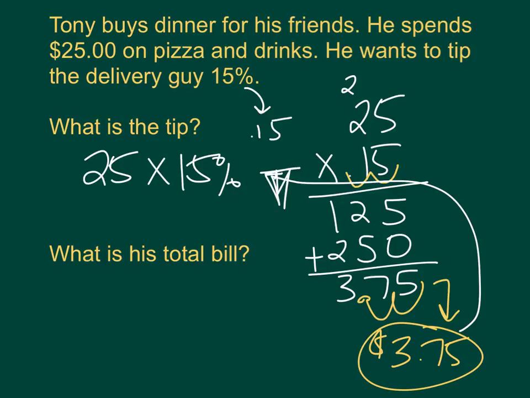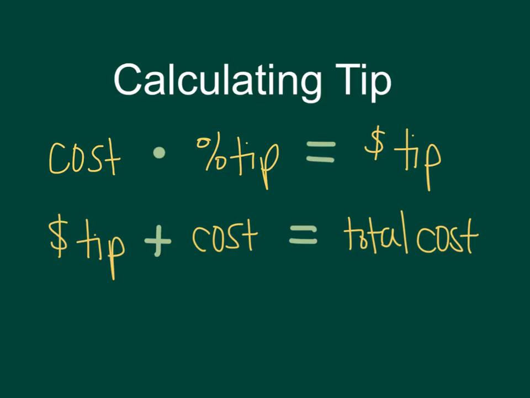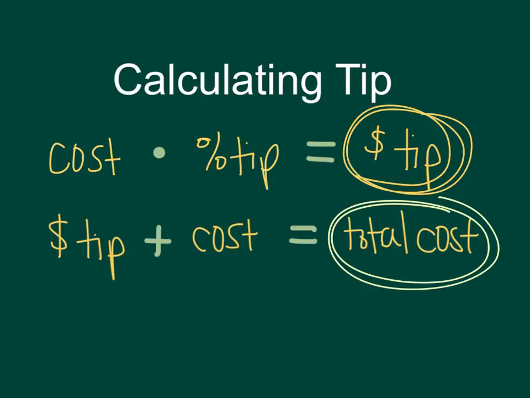Now we have to look at our second question. Our second question says, what is his total bill? So now we're going to take that $25 and add $3.75 to get our total bill of $28.75. So Tony's total bill for pizza and drinks and tip would be $28.75. So just as a reminder for calculating tip, you're using two different equations. The first one is to find the actual dollar amount of the tip, and the second one is to find the total cost.